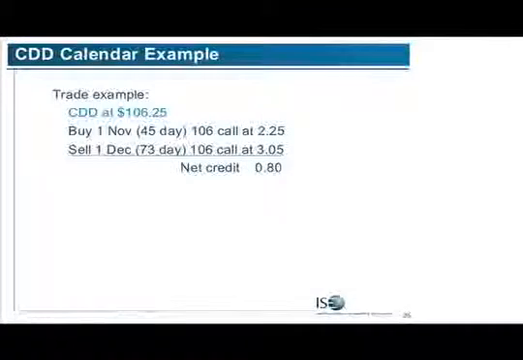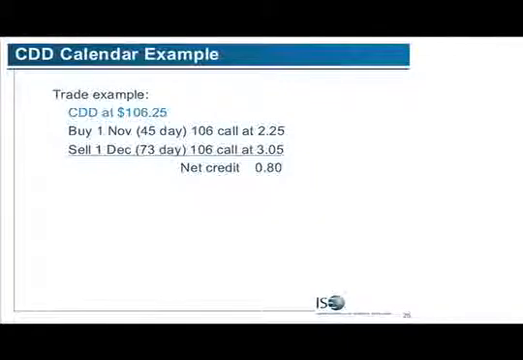So I would do that by buying the short-term November 106 call at 225 and selling the longer-term December 106 call at 305. So now here, because I'm selling the longer-term option, I'm getting a credit.